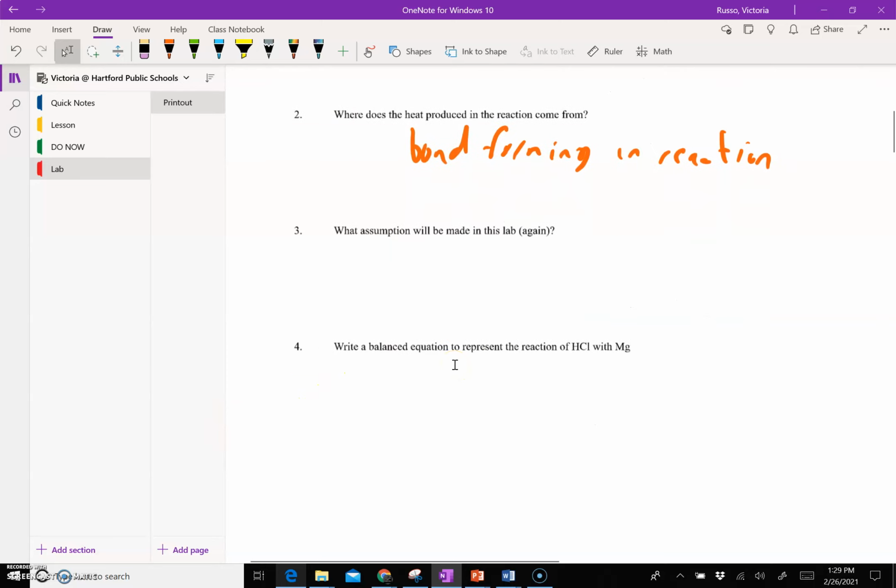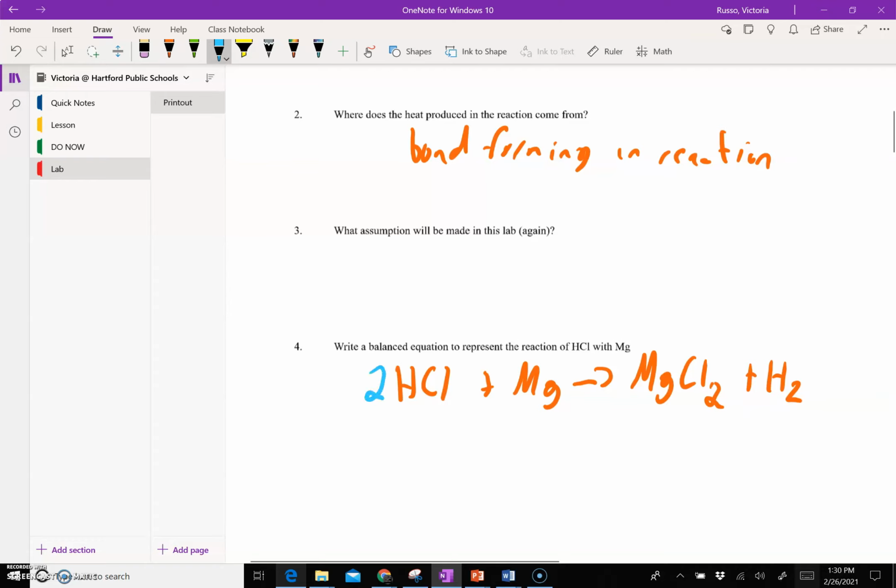So it says, write a balanced equation to represent the reaction of HCl with magnesium. So in the lab, which you're going to see in a second, we're going to react HCl with magnesium, and this is a single replacement reaction. Magnesium kicks out hydrogen, and remember, hydrogen is a diatomic. And you have to remember that Mg has a +2 charge and Cl has a -1 charge. So the correct formula here is MgCl2. And then we need to balance it by putting a 2 here.